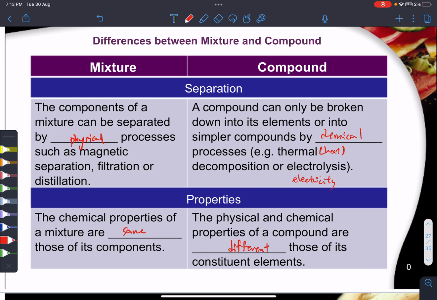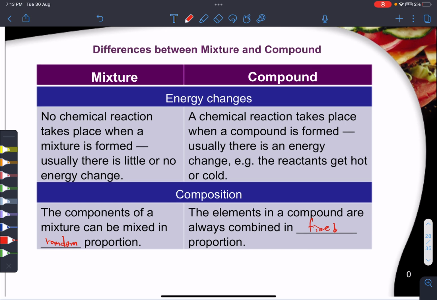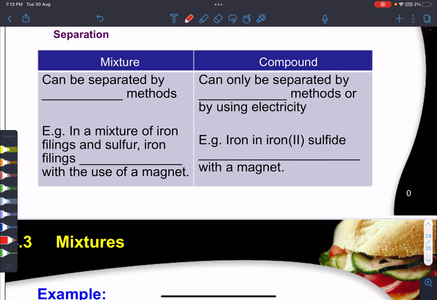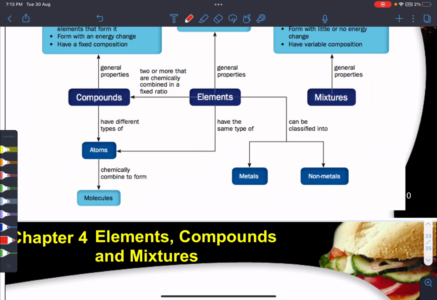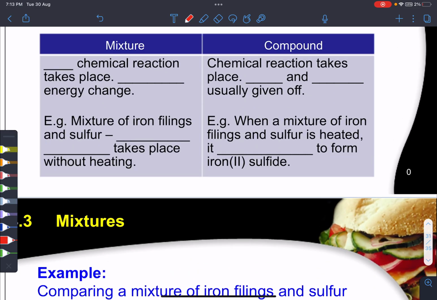Okay? Okay, next. No chemical reaction, got chemical reaction. So compounds are always in fixed proportion, mixtures are random. Means you're happy, you want more Milo, you know. Yeah. That's the main thing, that's about it. We are done with the whole syllabus for your end of year exam. Yay!